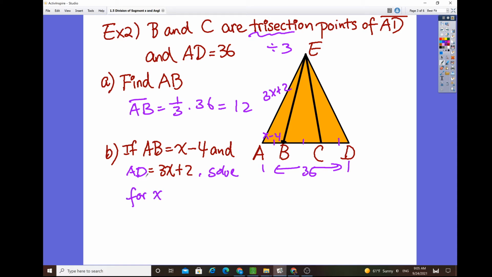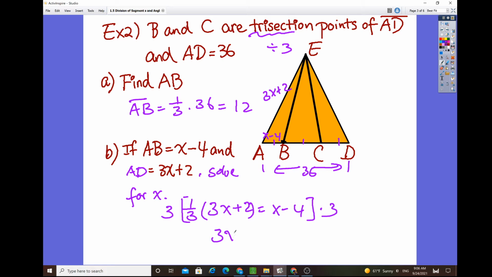So again, AD is the measure of the entire segment. If you multiply by 1/3, then you'll get AB. So AB is x minus 4. Basically this one is just solving for x. So 1/3, we can distribute, obviously. Another way you can do it is multiply everything by 3, because you don't want to deal with the fractions. So multiply by 3 on both sides. So 3 times 1/3, that's just 1.